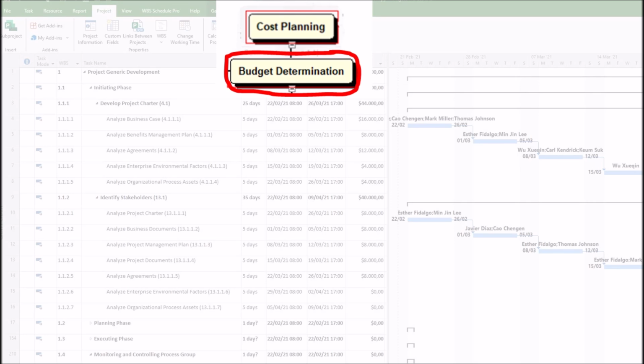As a final message, the determined budget process is essential because it transforms cost estimates into an actionable financial plan, ensuring the project is viable, measurable, and controllable.